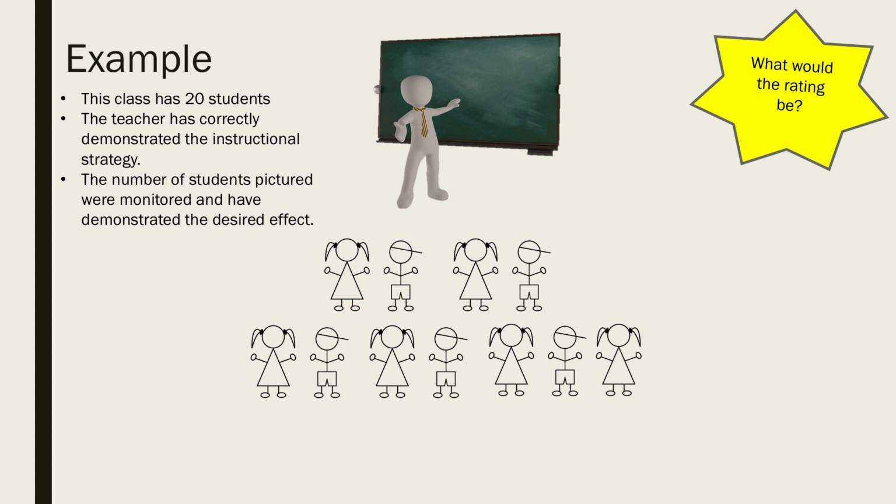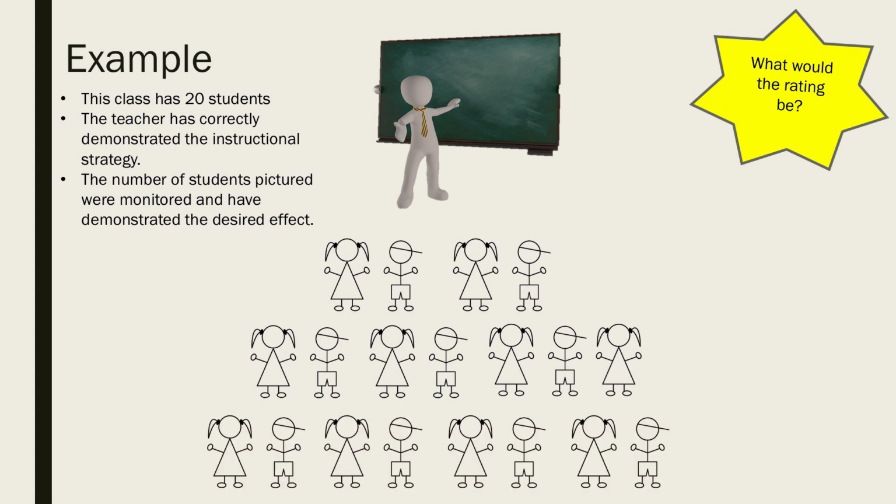What would I be rated if I monitored 11 students for evidence of the desired effect? If you said applying, then you are correct because this would be the majority of students. Good work. Let's say I monitored 19 students for evidence of the desired effect. Then I would be rated at the innovating level because it is greater than 90%.